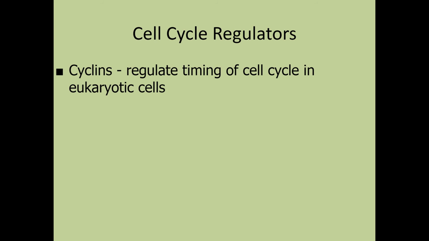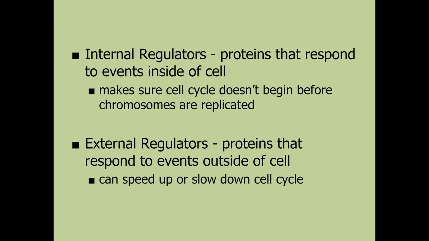So cell cycle regulators, regulating means kind of just putting a regulation on it, I guess. I can't really think of another word for it. So these things are called cyclins, and they regulate timing of cell cycles in eukaryotic cells to make sure that it doesn't happen too quickly, too slowly, too often, stuff like that. So there are two different types of regulators or cyclins.